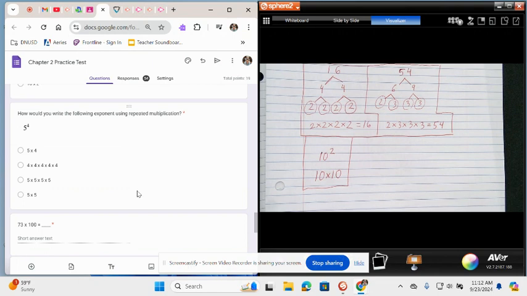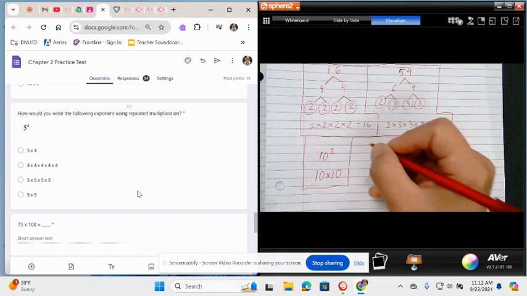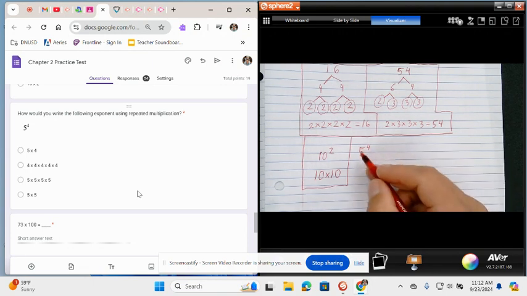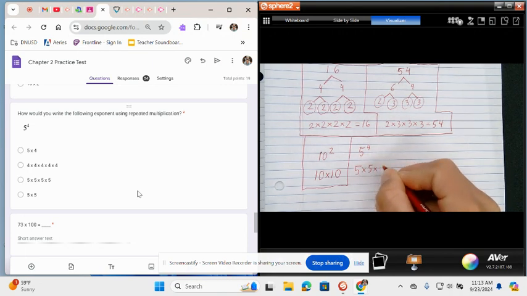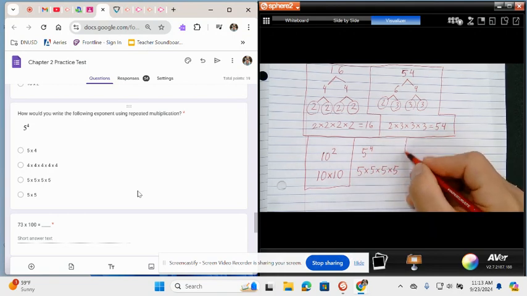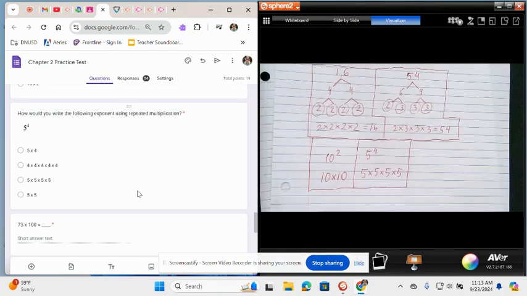Next, how would you write the following exponent using repeated multiplication? And it's 5 to the fourth power. So 5 is the base, so that's the number we multiply by itself. 4 is the exponent. That tells us how many times to multiply 5 by itself. So 5 to the fourth power just means 5 times 5 times 5 times 5. See? 4 5s because it's 5 raised to the fourth power. Make sense? Hopefully it does.